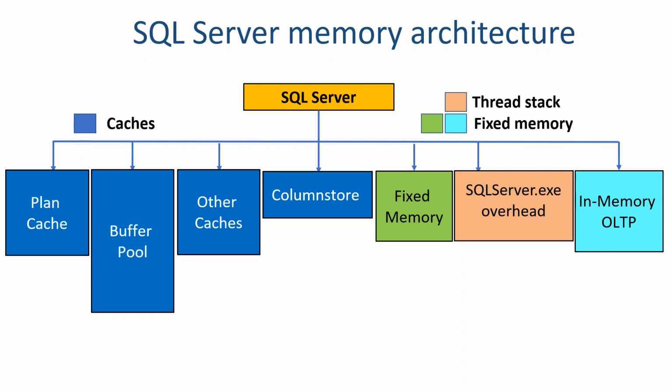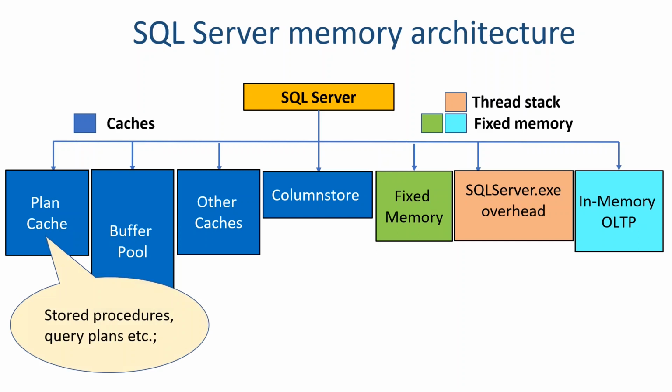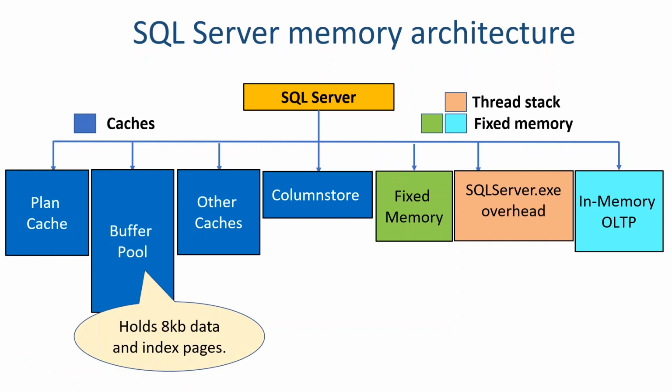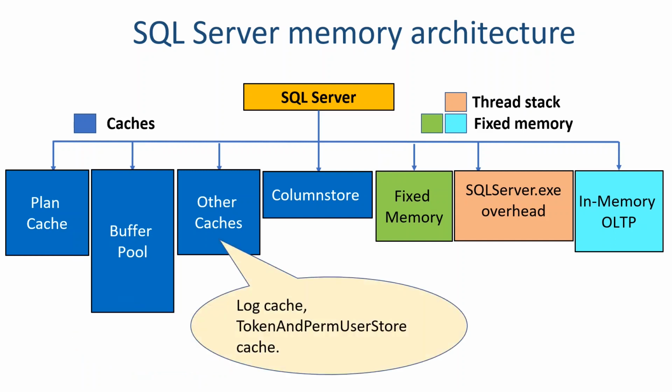Firstly, the plan cache, which is one of the major components. It holds the stored procedures, query plans, etc. And the buffer pool holds the 8 KB data pages and the index pages. This is the biggest component inside the memory architecture of SQL Server. There are also other types of cache, for example, the log cache, and the token and perm user store cache. What the token and perm user store cache does is store the user permissions on the objects.